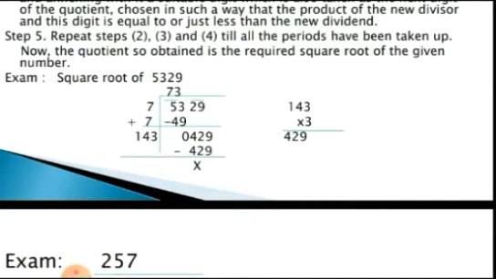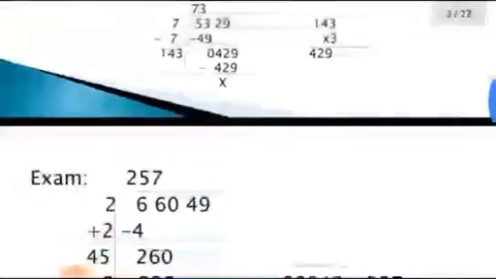Then you subtract 49, the remainder is 4. Then you bring down the pair 29. Then 7 plus 7 is 14. Then you write a number here, and the same number goes in the quotient. Here I have written 3. Then you multiply 143 and 3 and check. 143 times 3 is 429. That means your square root is 73. And another example.